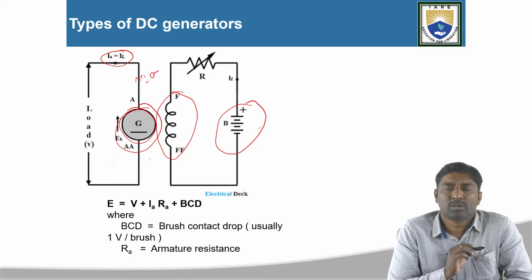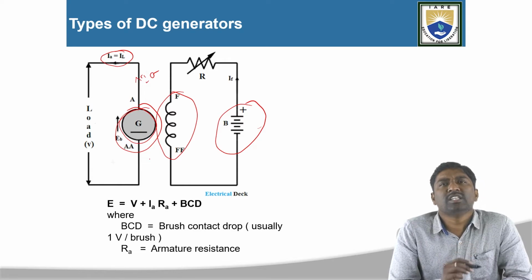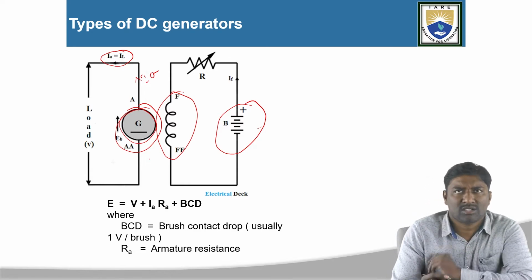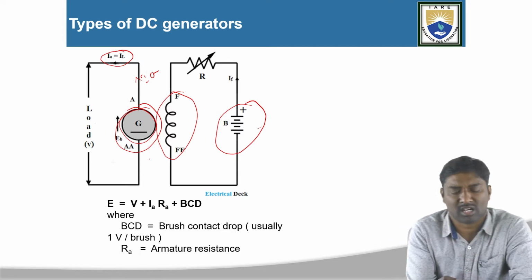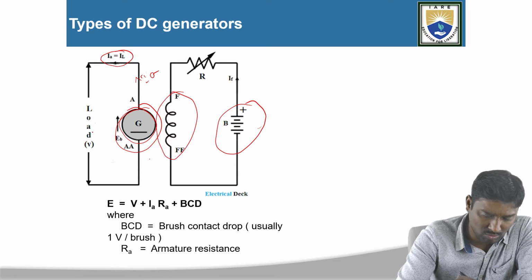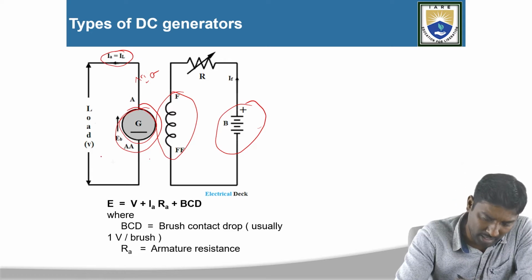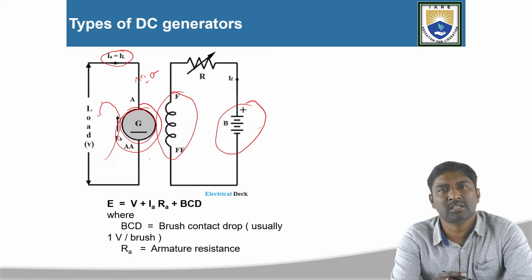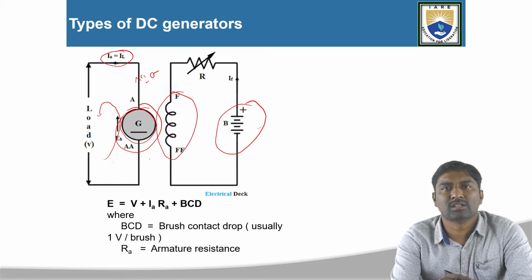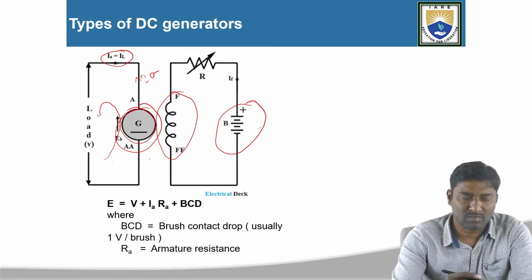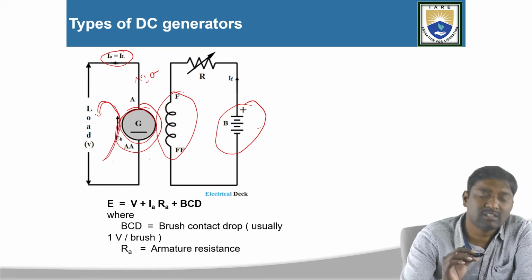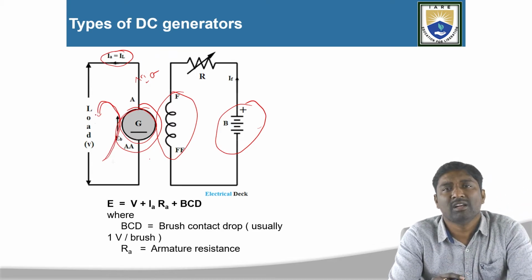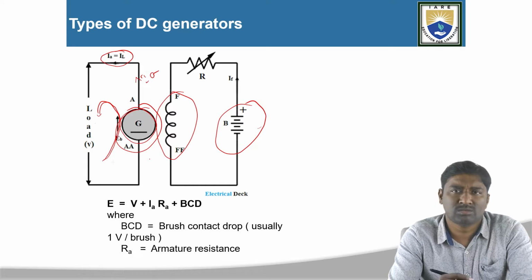Now you can write the induced EMF equation of the DC generator. This is the load voltage V. Then you can apply KVL. All of you know very well what is meant by KVL. Kirchhoff's voltage law: the sum of the voltages in the loop will be equal to 0.